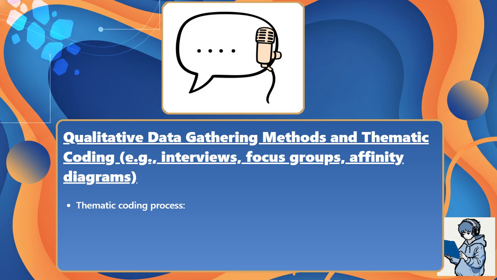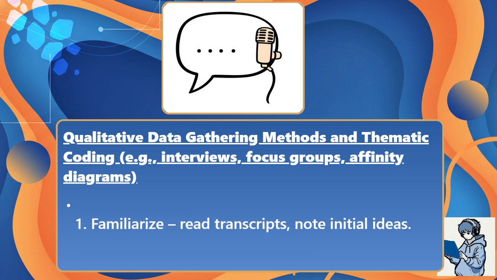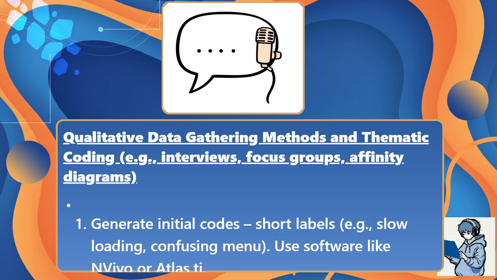Thematic coding process. Step 1: Transcribe recordings verbatim. Step 2: Familiarize, read transcripts, note initial ideas. Step 3: Generate initial codes, short labels, for example, slow loading, confusing menu. Use software like NVivo or Atlas.ti.